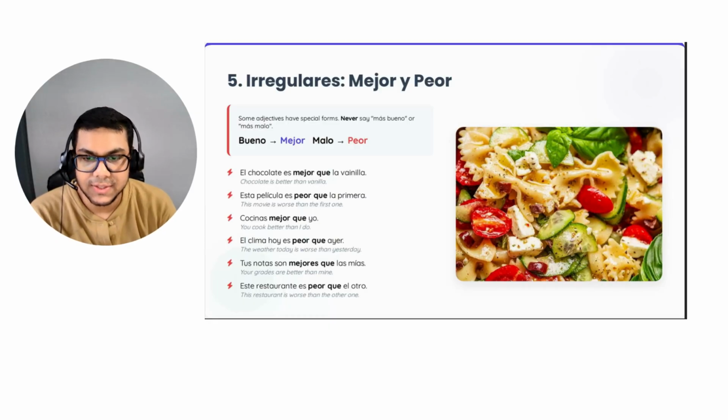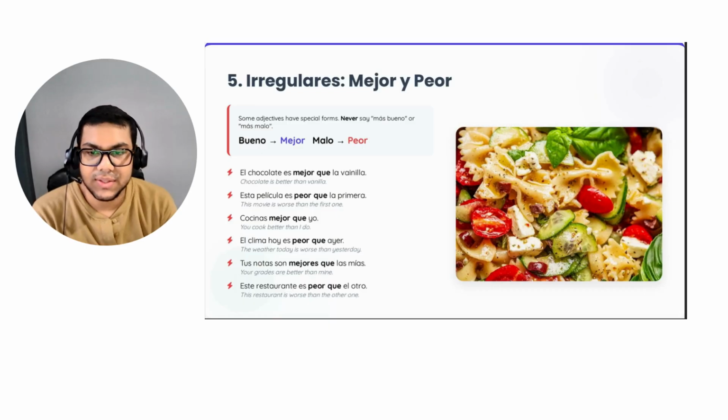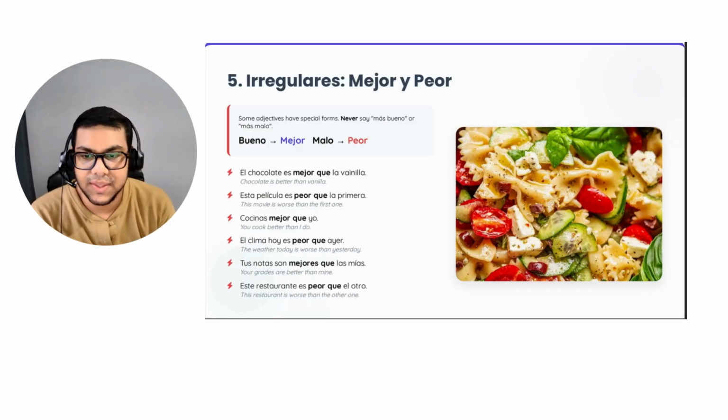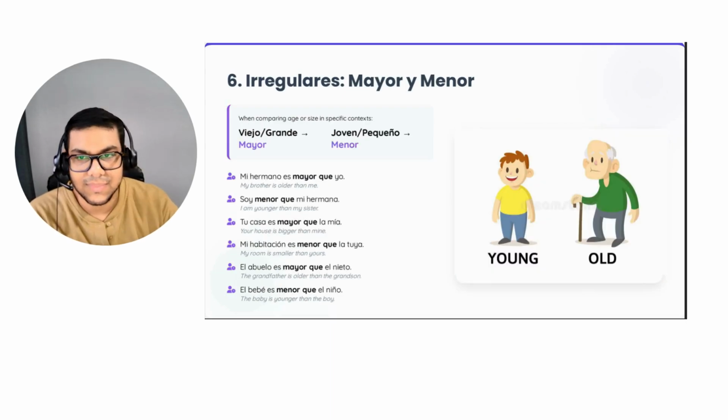El clima hoy es peor que ayer. The weather today is worse than yesterday. Tus notas son mejores que las mías. Your grades are better than mine. And este restaurante es peor que el otro. This restaurant is worse than the other one. So you're seeing the comparison of better and worse. And of course, like I said, it's irregular.